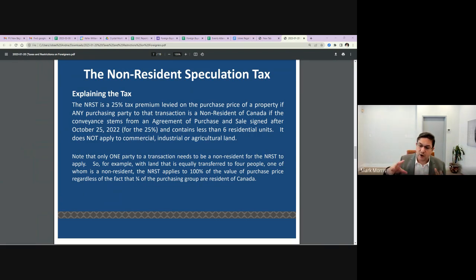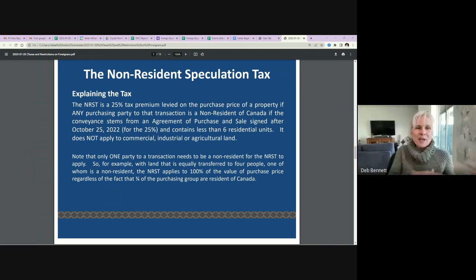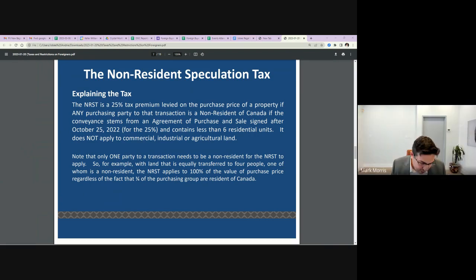That's why I wanted to touch on it. My apologies, I was mixing the non-resident tax with the vacant property tax. No problem. So non-resident, let's go on, and then I'm going to talk about the tax on sales. So we'll be clear by the end, I promise.